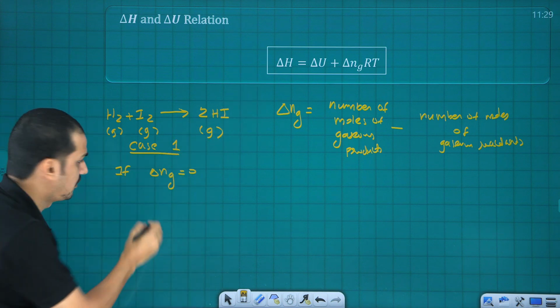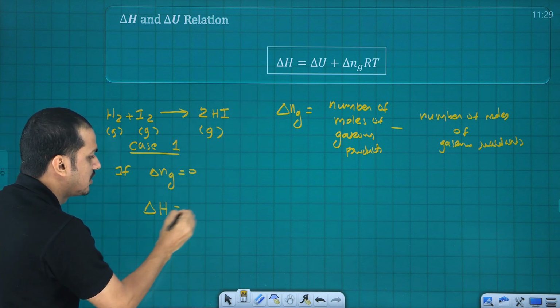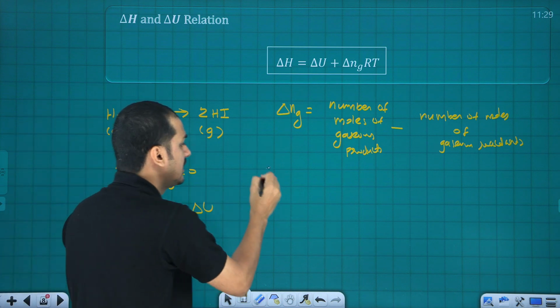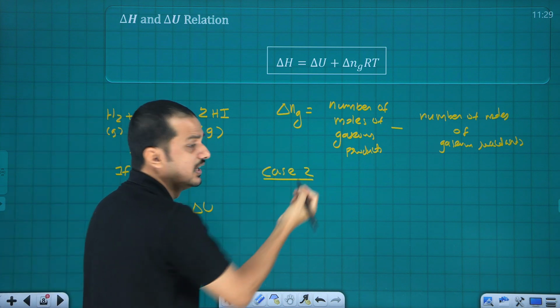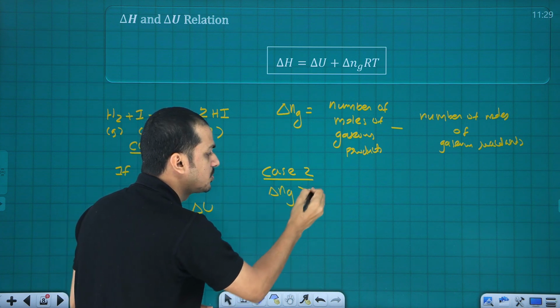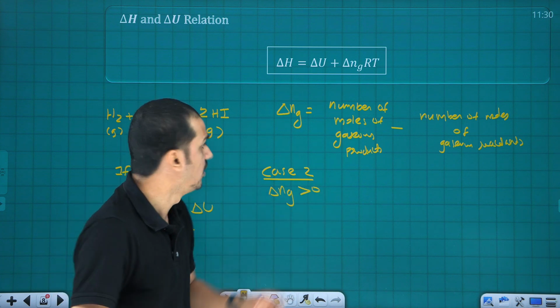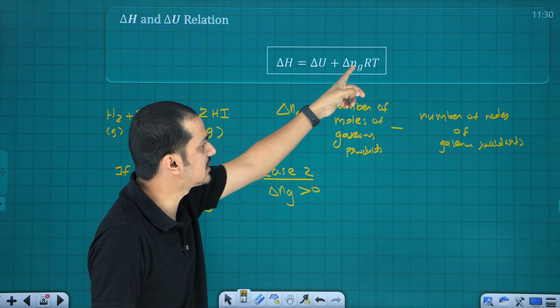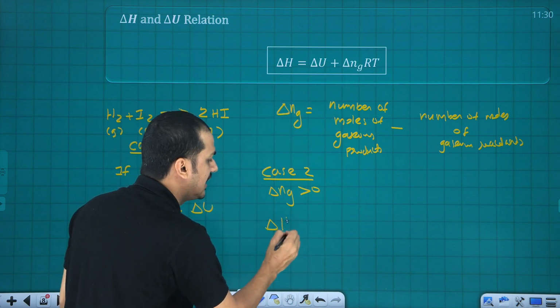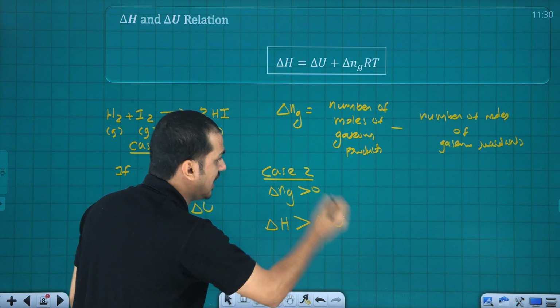That time I can write what? Delta H should be equal to what? Delta U. That idea you have to keep it in mind. Okay. And case 2, if delta Ng value is positive, greater than 0, meaning delta U plus some value we are adding, then we are getting delta H, meaning delta H is greater than delta U.